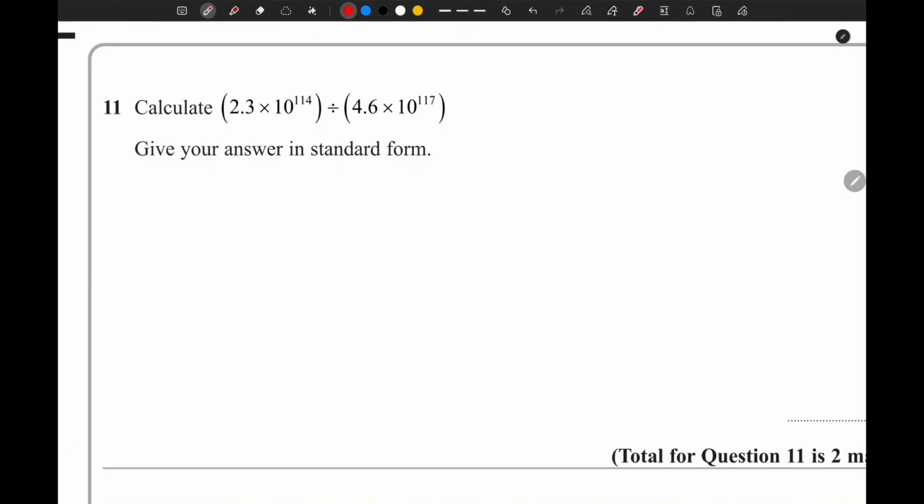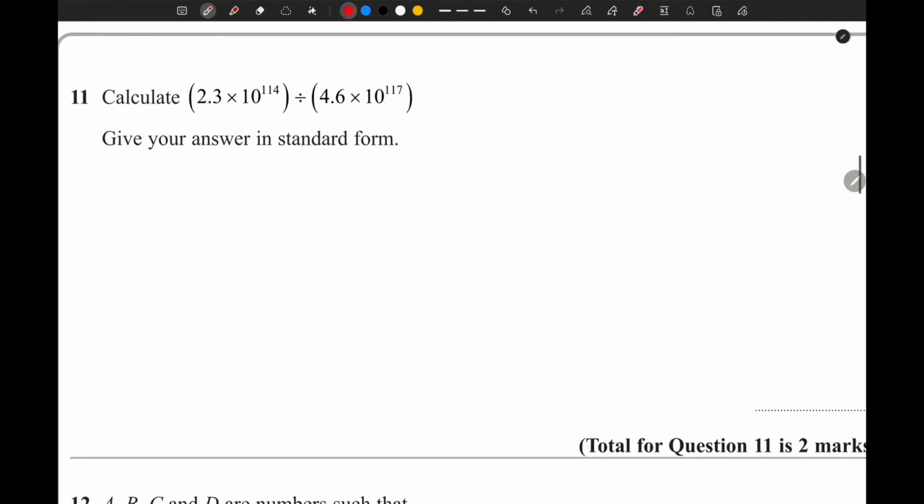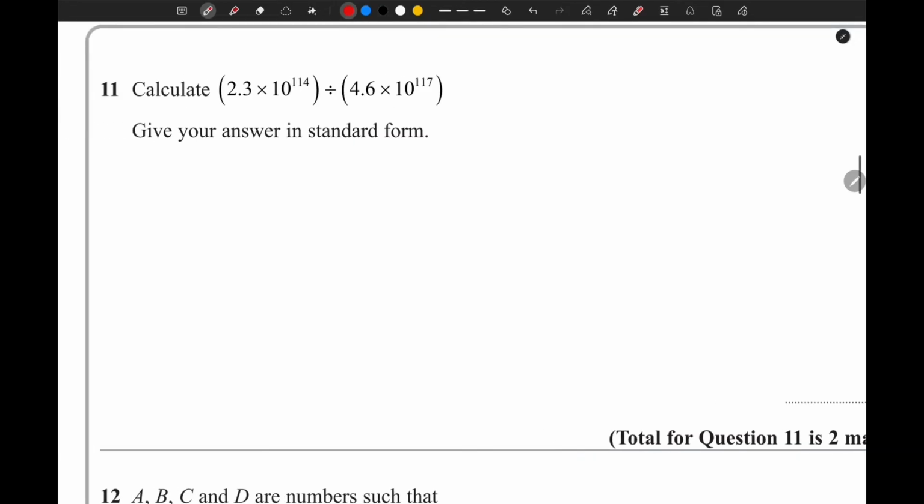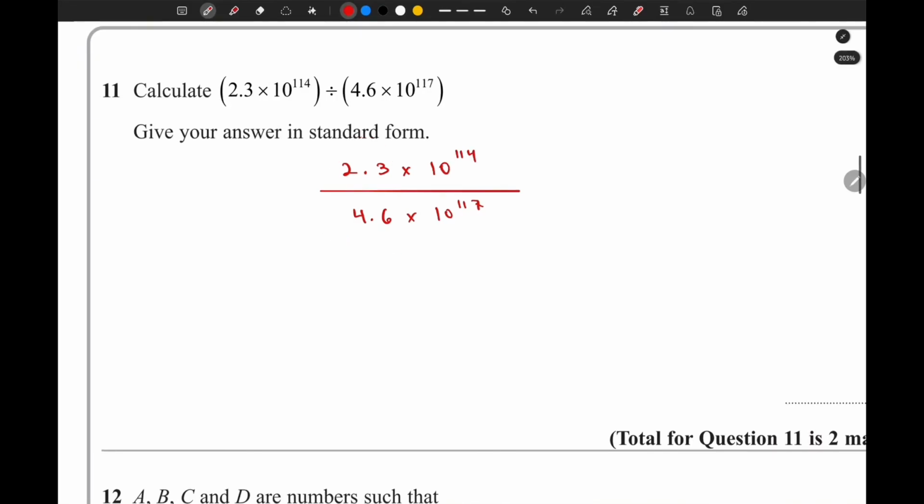Now for the next question, we need to calculate the value of this. And we need to show some workings because this consists of 2 marks. So we can write this as 2.3 times 10 to the power 114 divided by 4.6 times 10 to the power 117. And the value of this would be 2.3 divided by 4.6. This gives us 1 over 2.